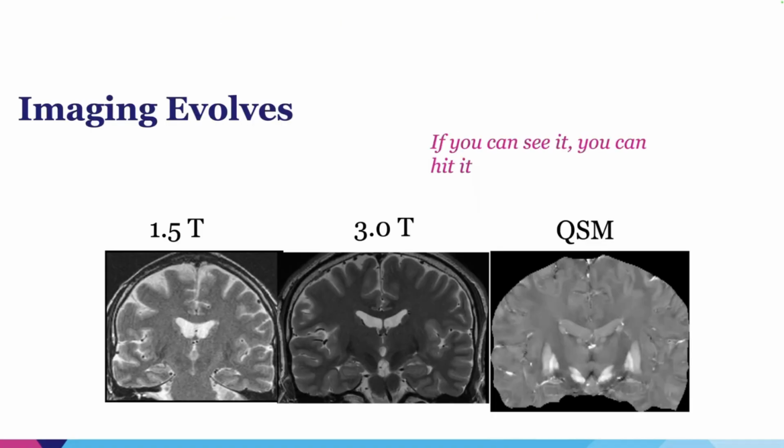Okay, but it has evolved, and we have gone from 1.5 Tesla imaging, where you really are not seeing very much, to 3 Tesla imaging, and now to our discussion today about the use of quantitative susceptibility mapping. If you can see it, you can hit it. And at the end of the day, surgery is pretty simple. If you can see your target, you can hit it. And that's the basis of surgical targeting.